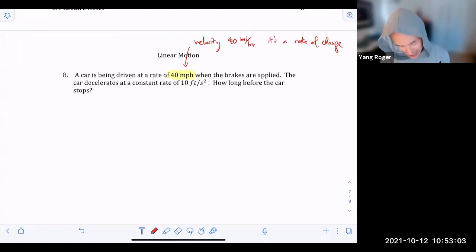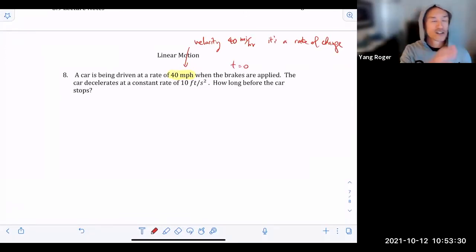The second thing I want to say is, take a look at this. It says, when the brakes are applied. So what I claim is that we're going to have t equal to 0 be when we first step on the brakes. So when the brakes are applied, that's t equal to 0. Does that make sense? So from that moment we step on the brake, our car is going to start to decelerate.